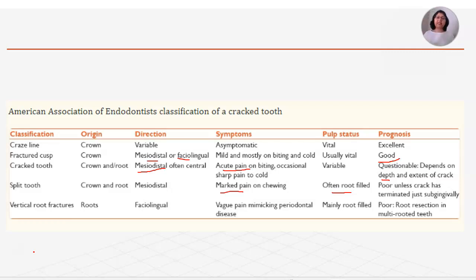So a crazed line, very excellent prognosis. Fractured cusp, good prognosis. Cracked tooth, what it looks like and what would the patient come with. Split tooth and vertical root fracture. I'm going to discuss more about the different symptoms that the patient can present with.